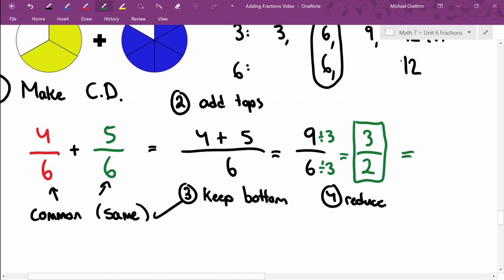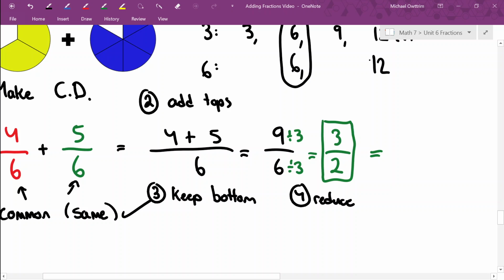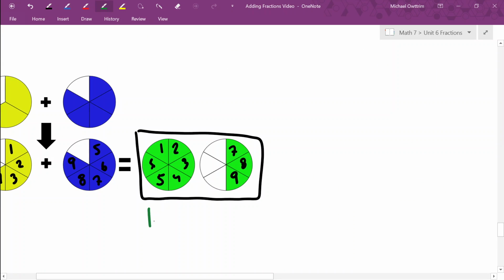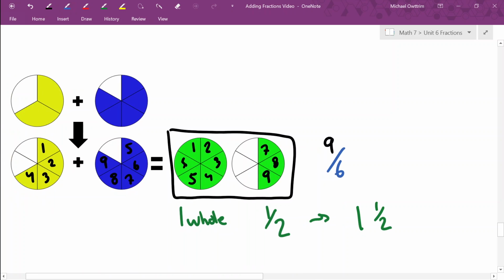I could, however, convert it to a mixed number. 2 goes into 3 one time with a remainder of 1. And if I look at my drawing, I can see that I have one whole circle filled in, and then an extra half of a circle filled in as well. So that's my 1 and 1/2 as a mixed number. And obviously I have 9 out of 6 as my improper fraction before it was simplified. 9 sections, and each section is 1/6.